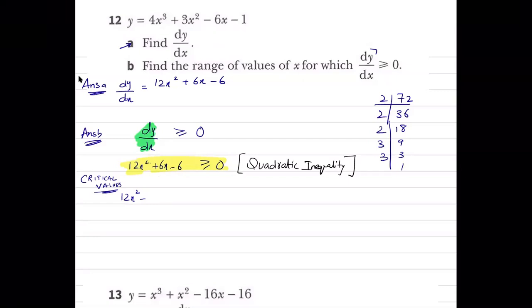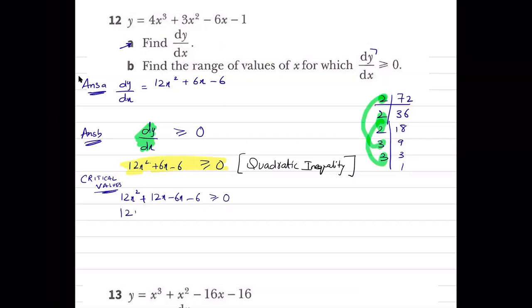Okay, so what are those factors? So 12x minus 6x. 6 and 12. Okay, correct. So 12x minus 6 plus 12x minus 6x. Okay, because I want positive 6x over here. Minus 6 greater than equal to 0.